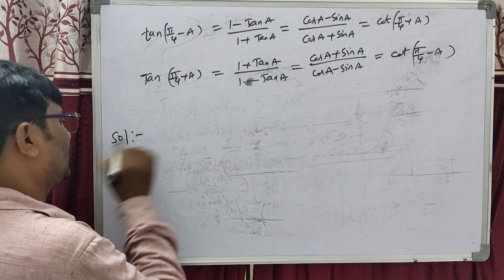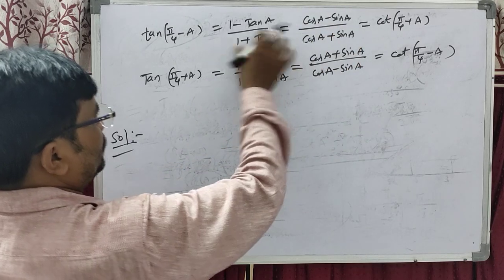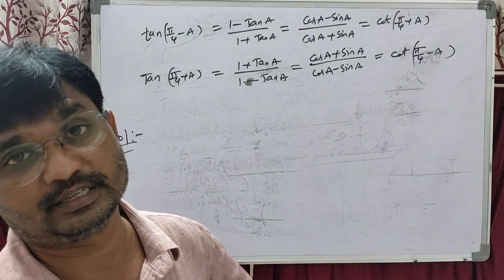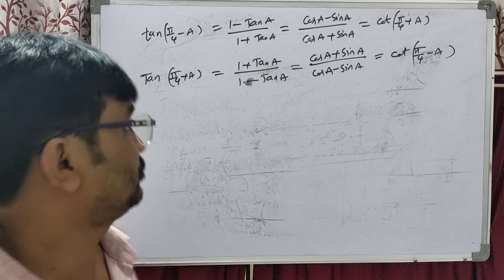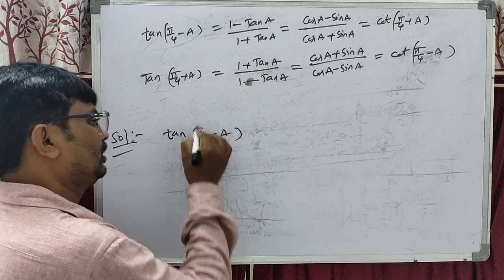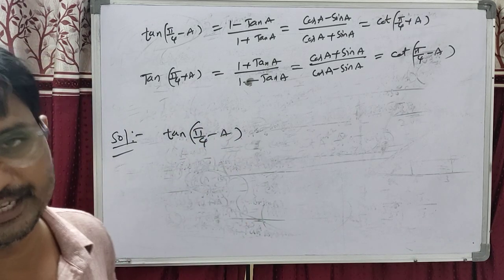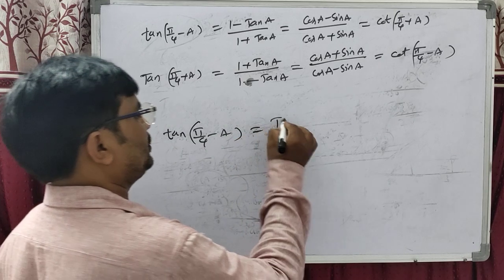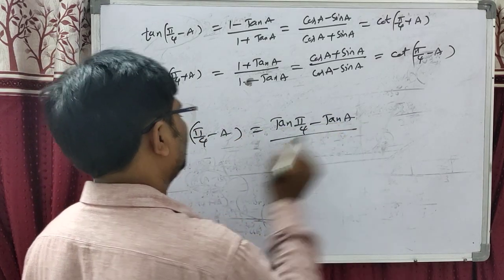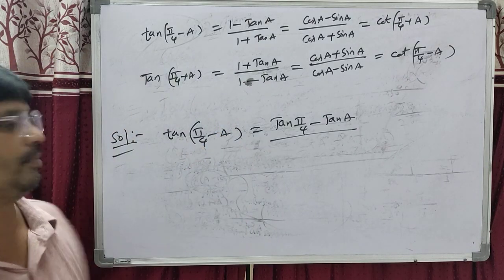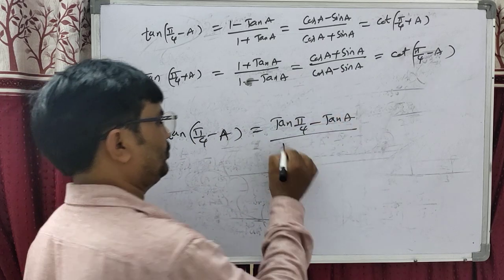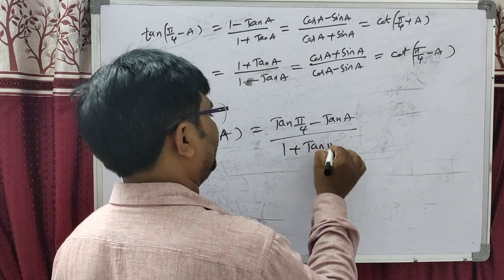Students, these formulas, this one and this one, are also useful in differential calculus. Differential calculus. Okay students, how to write? This is very simple, students. We have to compare with tan of a minus b. The tan pi by 4 minus tan a, you can take as tan of a minus b. Tan of a minus b is tan a minus tan b by 1 plus tan a tan b.